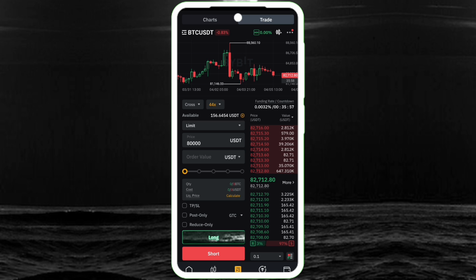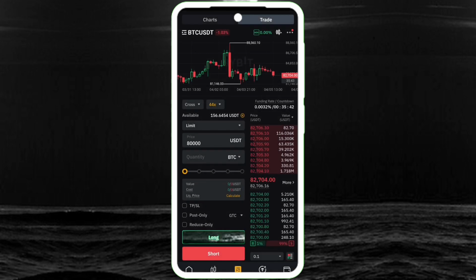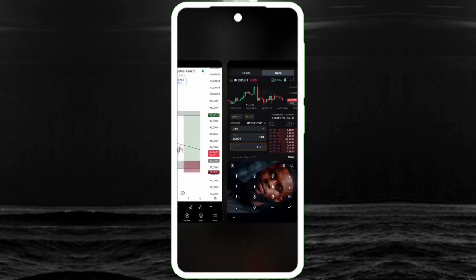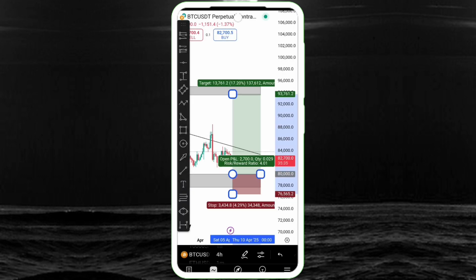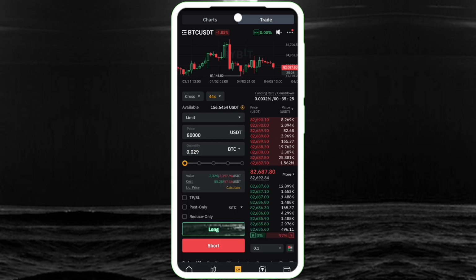Now you see this USDT beside order value. Tap on it, change it to order by quantity, which is BTC, and confirm. It will no longer be USDT, it will now be BTC. Now input that quantity, 0.029, input it there. Now you input stop loss.